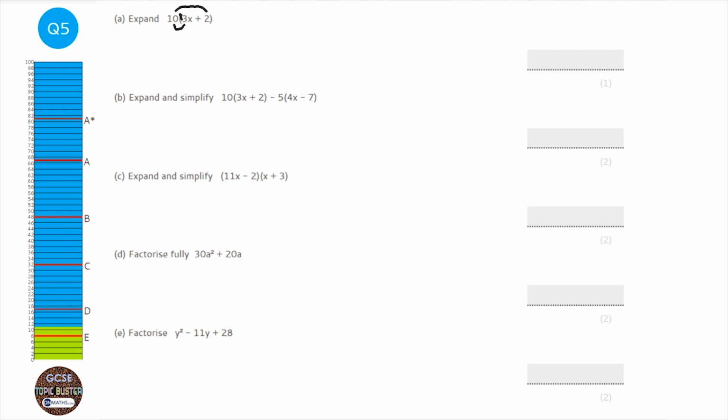So the first thing I'm doing is 10 times 3x. So I always start off with the signs. It's a positive times positive, so the answer's going to be positive. Then I do the numbers, 10 times 3, which is 30. Then I do the letters, well, it's just x, isn't it? Then the rainbows, they're both positive. 10 times 2 is 20, and there's no letters. So it's just going to be 30x plus 20.